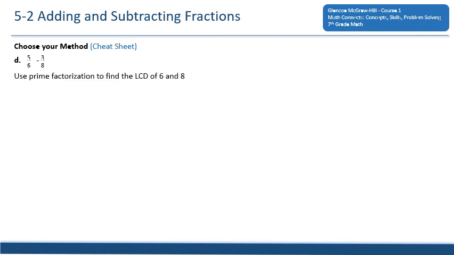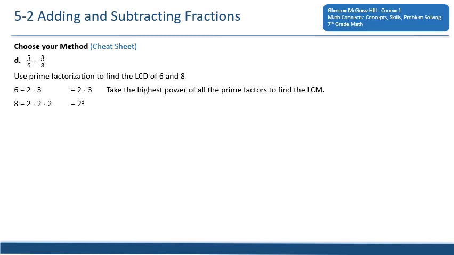5/6 minus 3/8. Prime factorization of 6 and 8. Prime factors of 6 are 2 and 3. Prime factors of 8 are 2 cubed. And we're going to take the highest power from each. So we'll take the 2 cubed, and we'll take the 3. And we get 2 cubed times 3, which is 8 times 3, or 24.